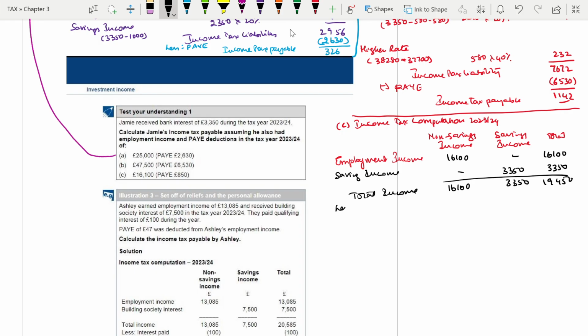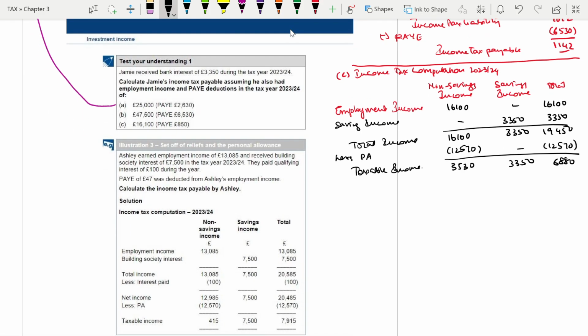Less personal allowance is 12,570. How much will we get here? You will get 3,530 and 3,350, and 6,880. This is the taxable income. Fine. Now, he is in the basic rate.